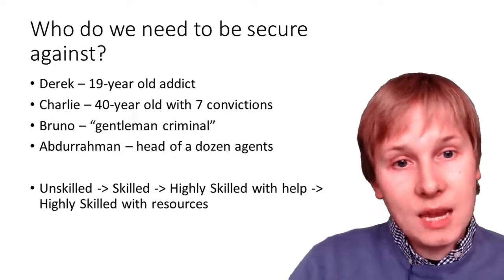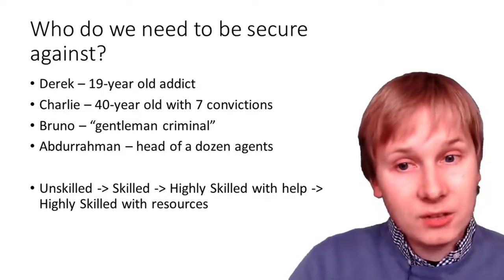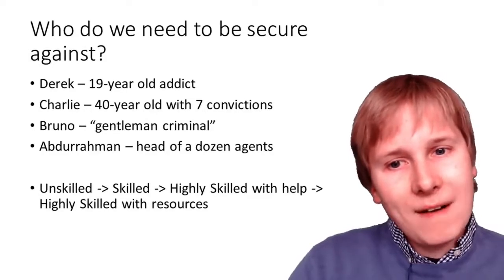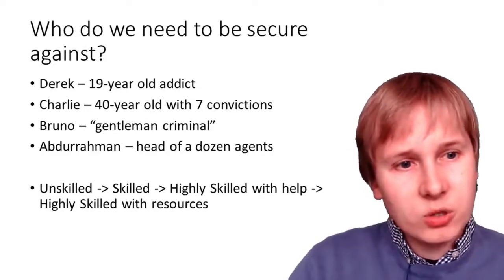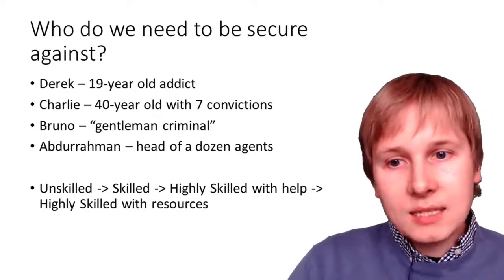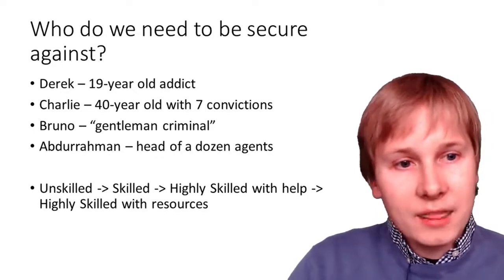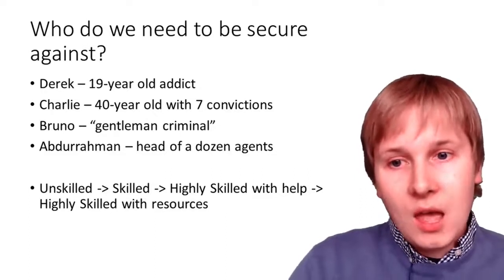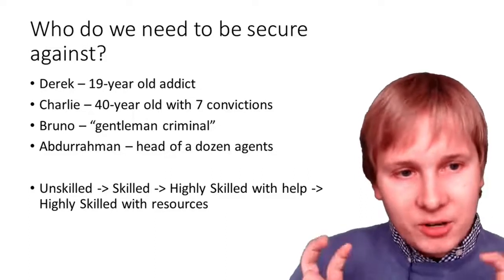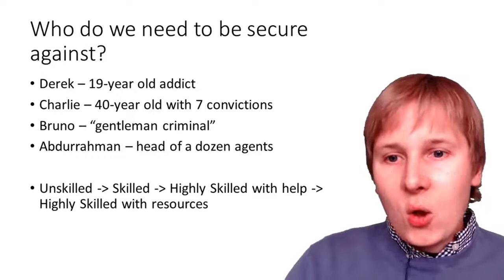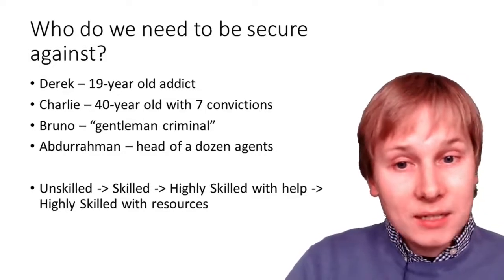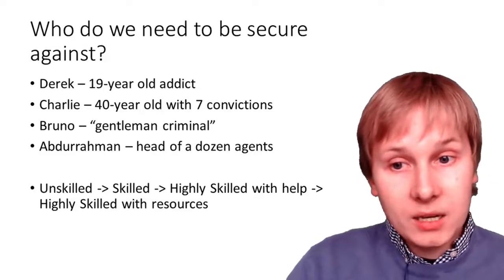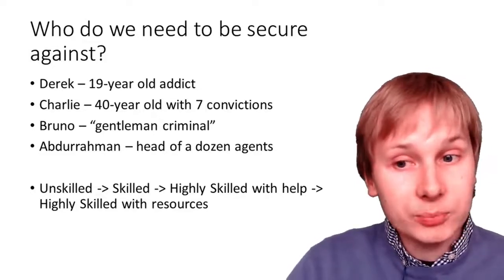Charlie is a 40-year-old with 7 convictions. Not necessarily intelligent, but very cunning and experienced, so knows the tools of the trade. He steals from shops and houses to find things to sell on to fences. Bruno, a gentleman criminal who steals art and takes pride in his work. Bruno is adept at lock and alarm hacking and is interested in getting into computer hacking too.